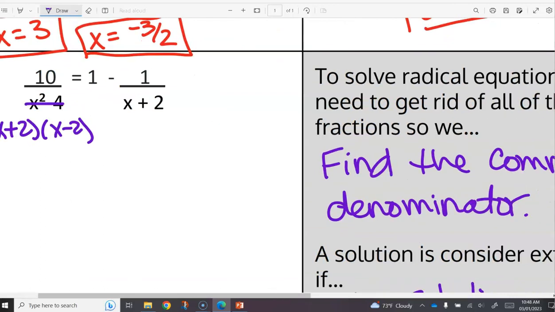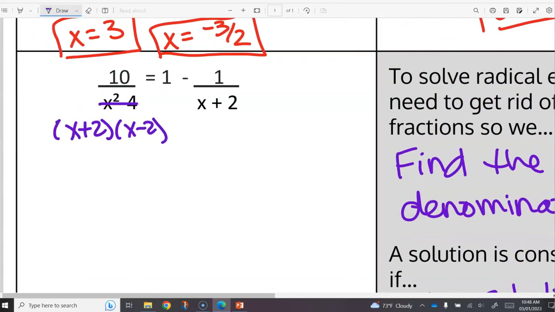Okay. What is my denominator for the number 1? 1. And what's my denominator for the last part? X plus 2. Are we cool if I go ahead and pop this negative up? Is that okay? Okay. All right. So what is going to be our common denominator? X plus 2, x minus 2. X plus 2 and x minus 2.